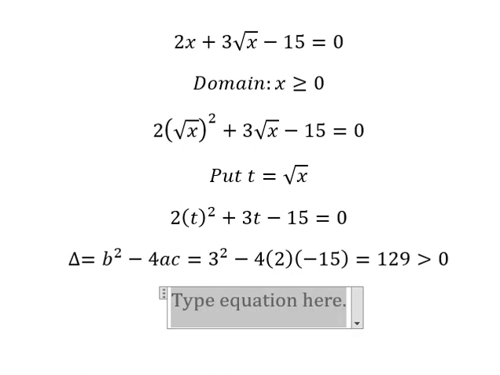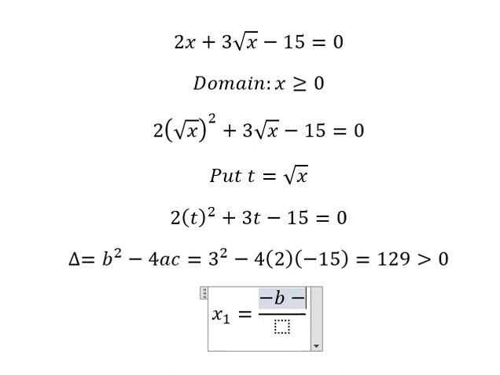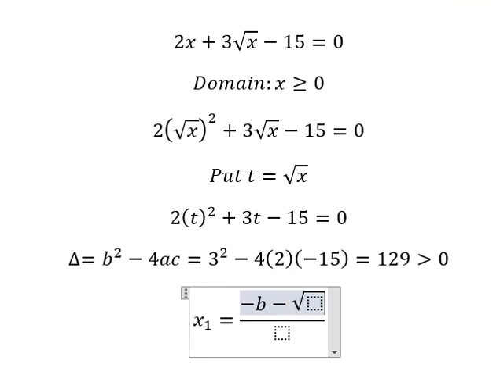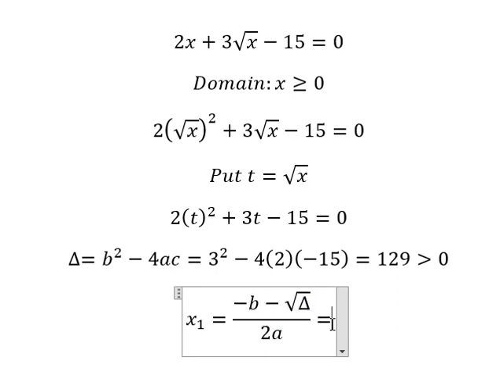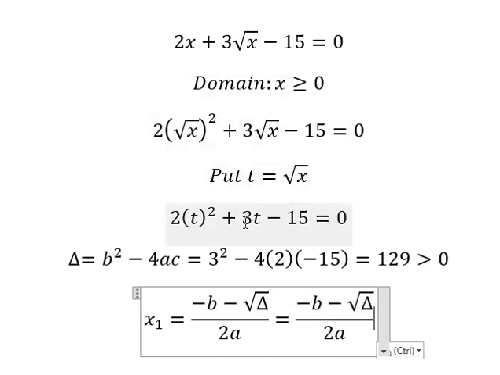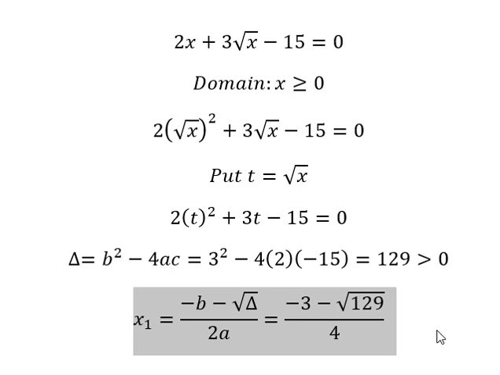So that should be s1 equals negative b, minus the square root of delta, over 2a. So in this one, we have b is 3, this one 129, a is 2. So we have 4. And now we have s2.